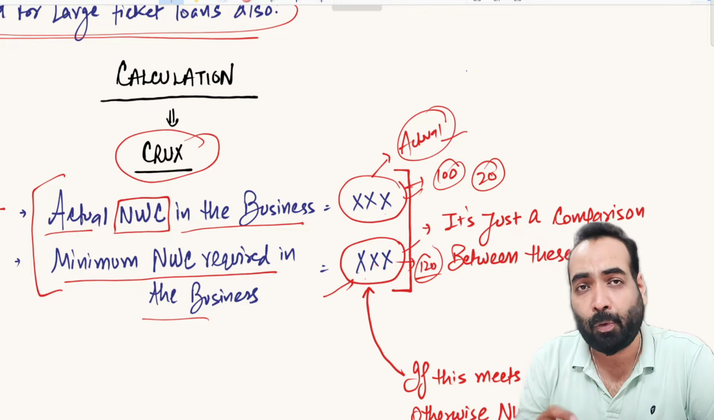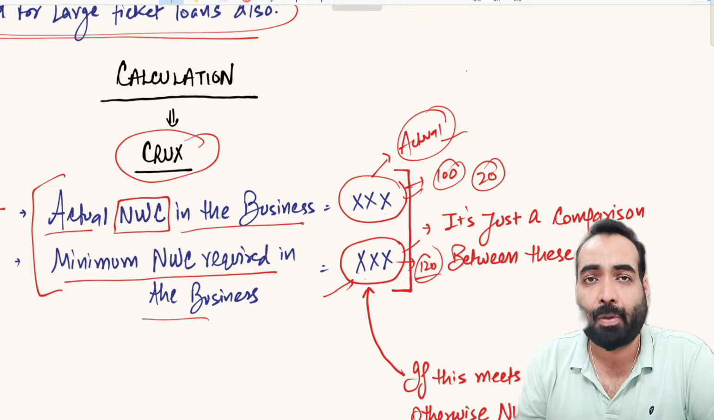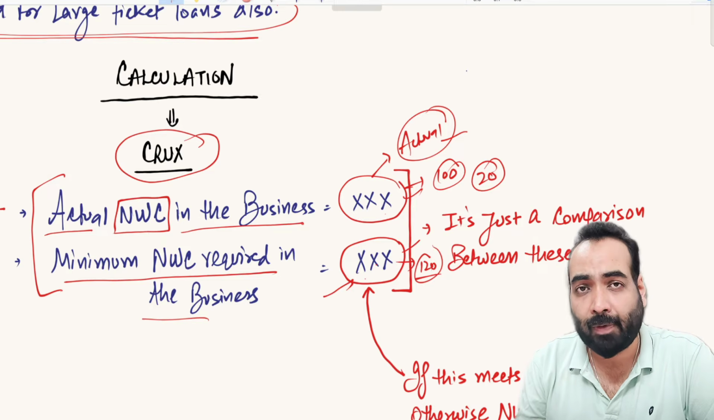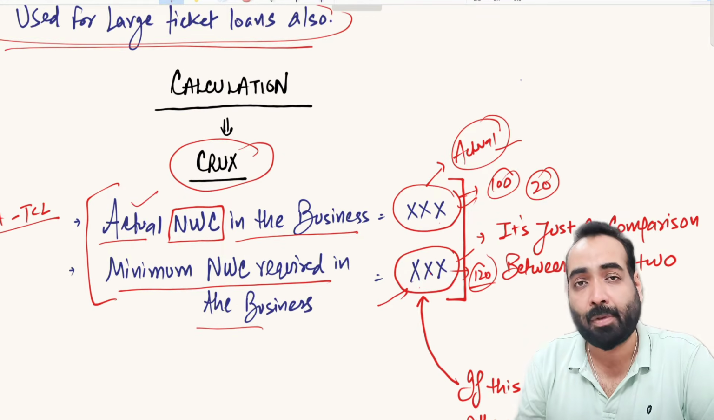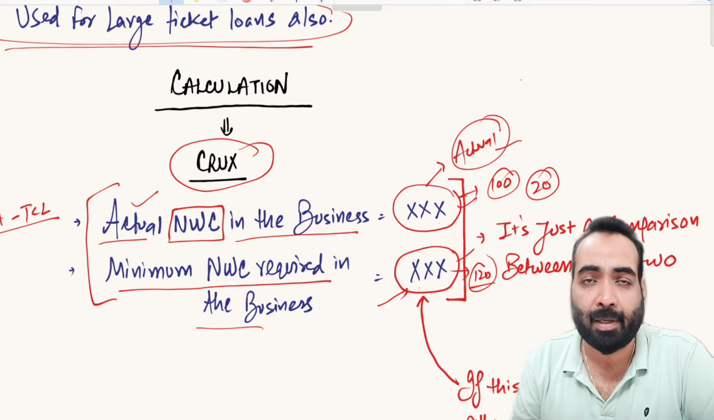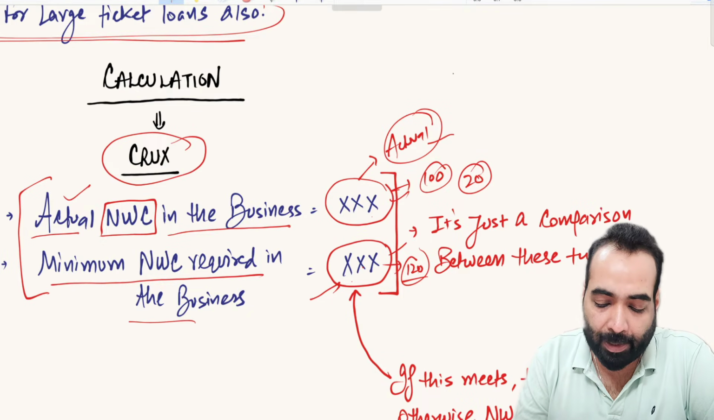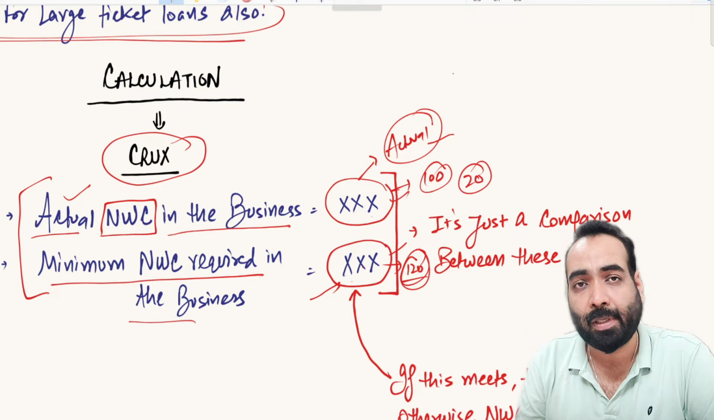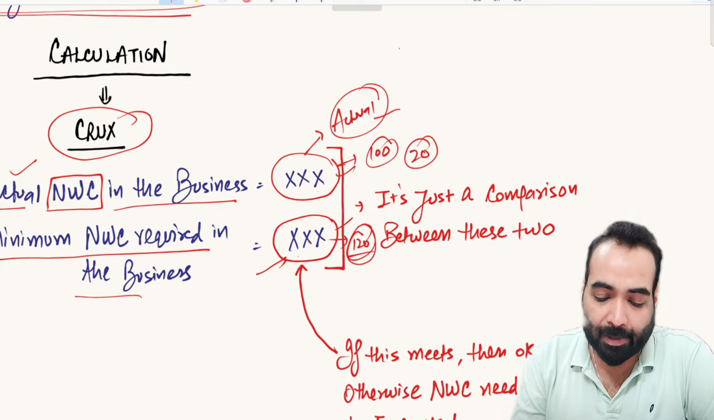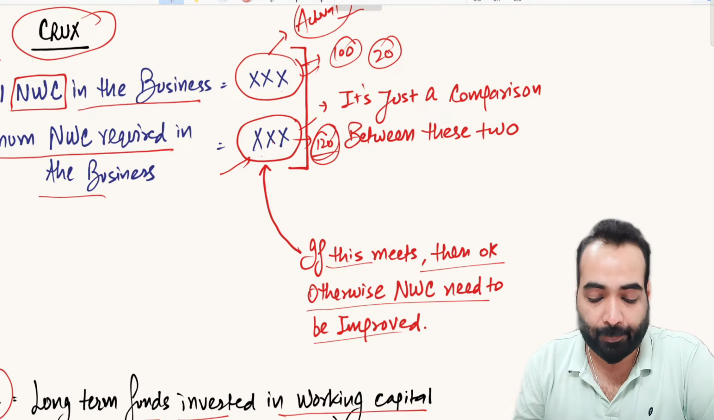Then how do you improve your eligibility? How do you make up that gap? There is only one simple solution. You need to infuse more long-term funds in the business. The more you infuse the long-term funds in the business, the more the actual NWC will improve, right? Since NWC represents the long-term funds investments in current assets only. So you improve the actual NWC, you bring it closer to the minimum required NWC, and your eligibility will be met. This is the simple MPBF 2 method, right? It's just a comparison between these two. If this meets, then okay. Otherwise, NWC needs to be improved, right?